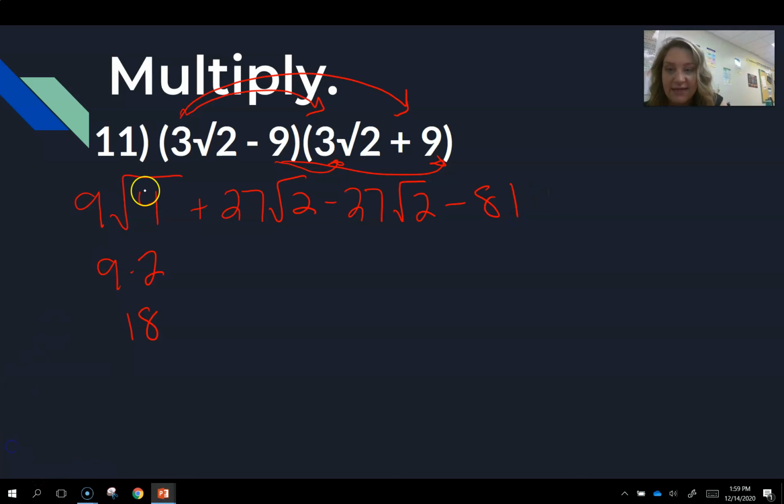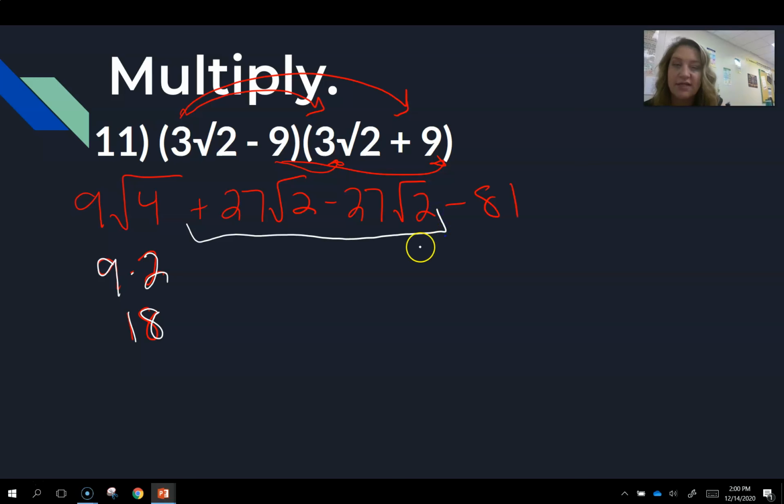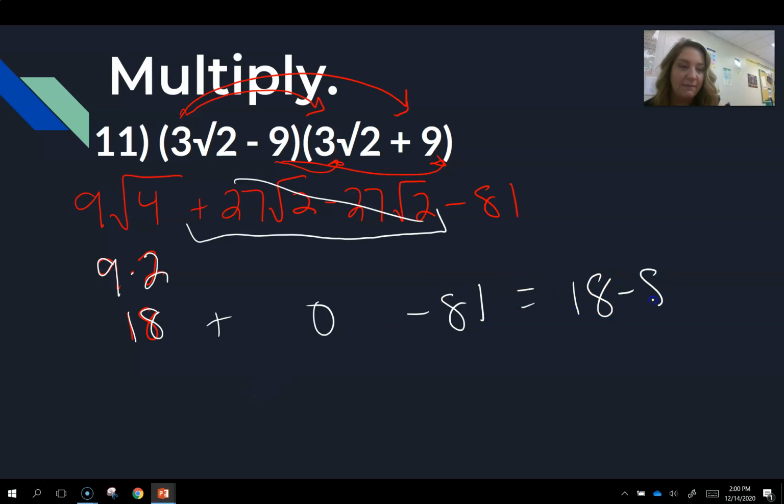All right, so I got ahead of myself. I did simplify this piece already. Square root of 4 is 2. 9 times 2 is 18. These both have a square root of 2, right? So 27 square root 2 minus 27 square root 2, don't those cancel? They're gone, right? And then I'm left with just minus 81. So we really only have 18 minus 81, which gives me negative 63.